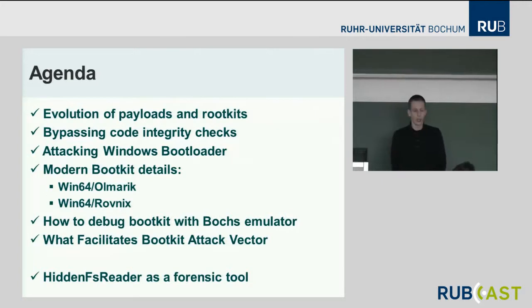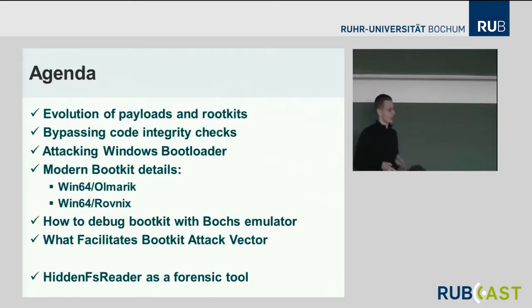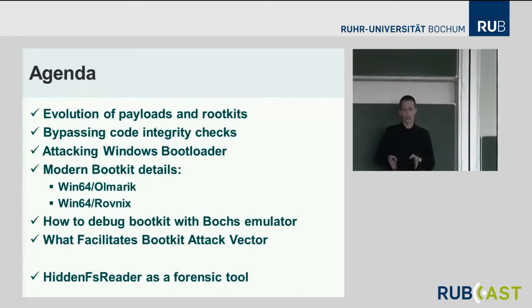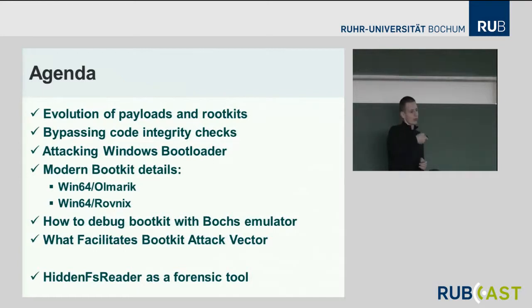Here is the outline of today's talk. We'll start by looking at how the payload and rootkits have evolved over recent years, and then discuss techniques for bypassing code integrity checks which are used by malware in the wild and in proof of concept projects. Then we'll discuss attacks against Windows bootloader components in theory, and then we'll consider these attacks in practice. We picked two examples of the most outstanding malware rootkits. The first one is the Olmarik rootkit, which is often referred to as the TDL4 bootkit, and the second one is Rootkit.Win64.Bronix, which appeared comparatively recently, in the summer of this year. They use distinct techniques, and both are worth being mentioned in this presentation.